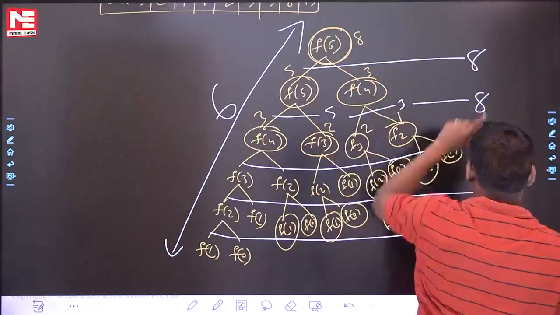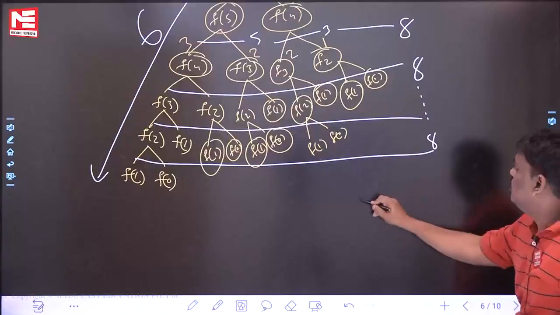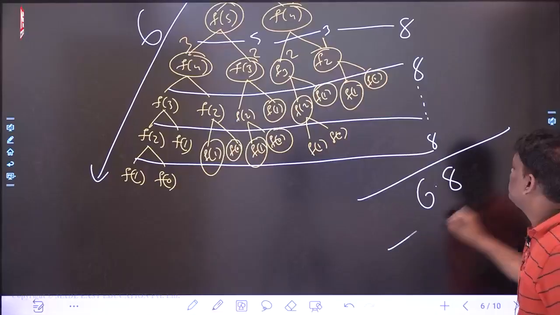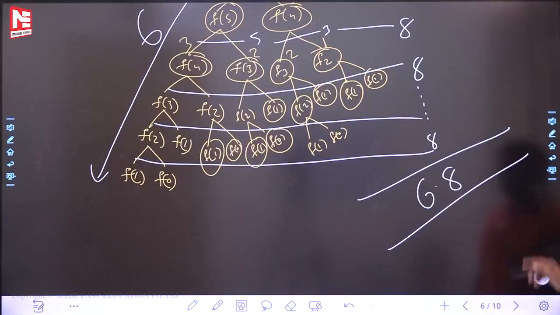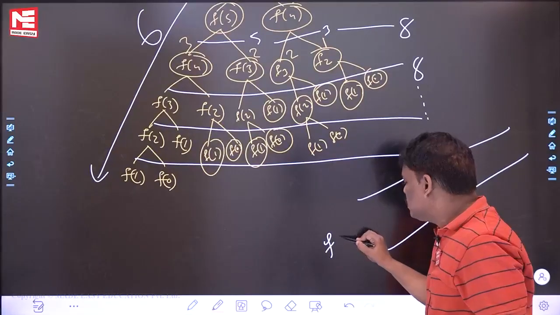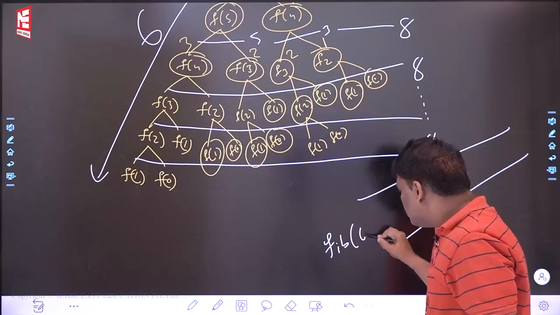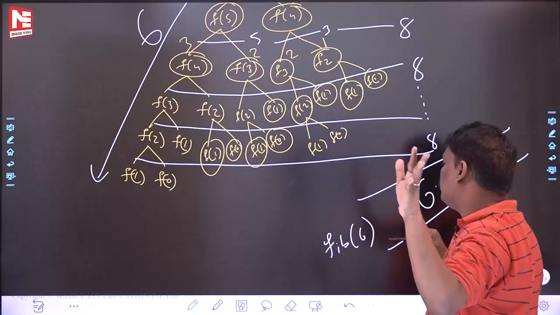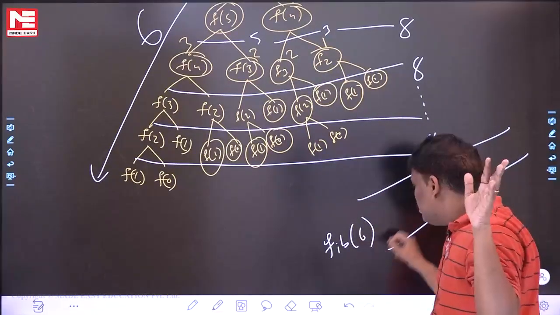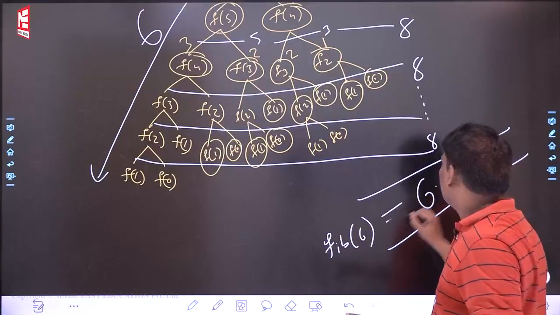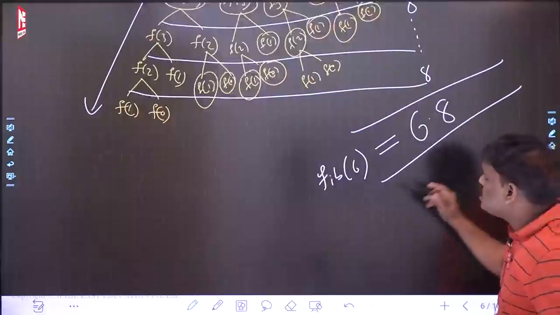What is that? 8. Can you say what the total cost is? Total cost is going to be 6 levels, and every level contains 8 cost. This is the total cost. This is the time complexity to sort Fibonacci of 6 elements using Fibonacci merge sort. I am repeating once again: to sort Fibonacci of 6 elements using Fibonacci merge sort, the time complexity is this much.